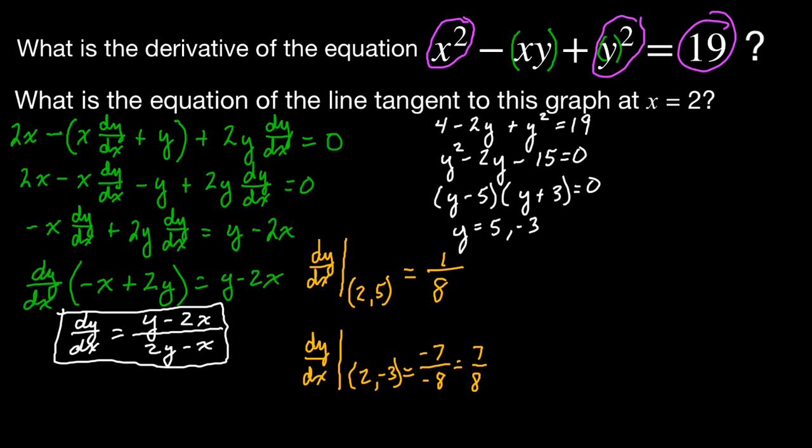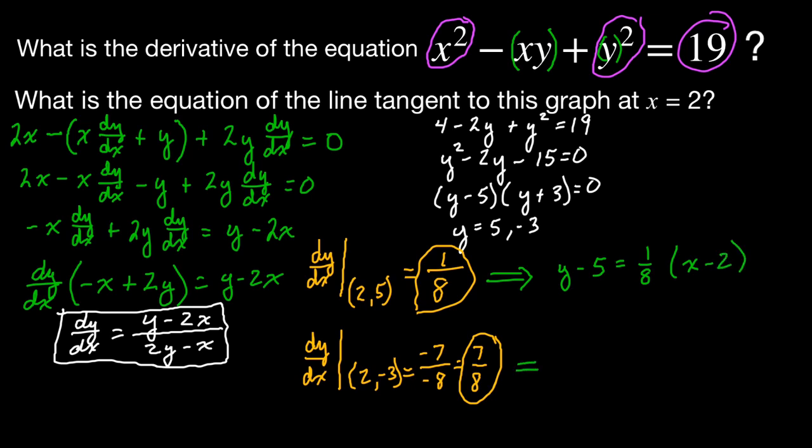So therefore we have two tangent lines. One is going to use this as a derivative, the other uses this as a derivative. So the tangent line for this one is going to be y minus 5 equals 1/8 times x minus 2. And the tangent line for this one is going to be y plus 3 equals 7/8 times x minus 2.